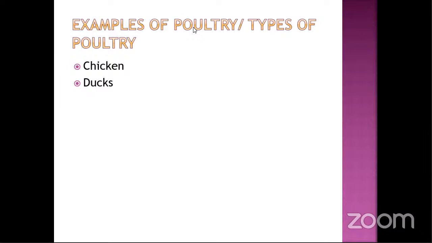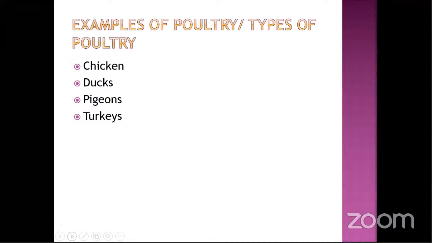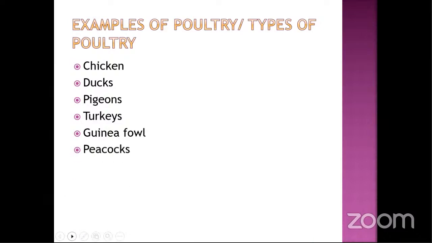Parrot. Correct. Nasha, I see your hand is still up. Guinea fowl, as simple as that. So these are some of the examples. We have the chicken, the ducks, the pigeons. We also have the turkeys, the guinea fowls, as you have said, peacocks, and also the parrots. So these are some of the few examples of poultry or types of poultry.